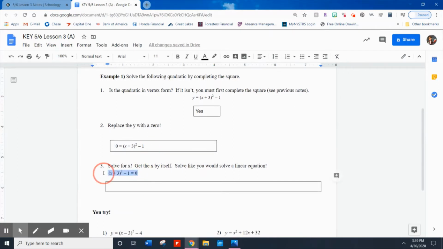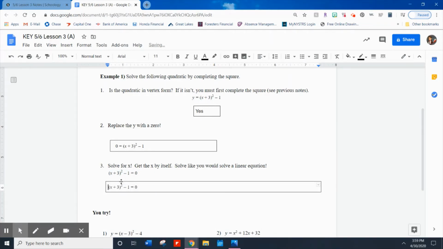Okay, you can see the same equation down here. It says get x by itself, solve like you would solve a linear equation. So I will say again, I like the 0 on the right-hand side of my equal sign, or on the right-hand side of my equation. I don't know why, it's just the way I am. You don't have to do it that way, but I always like to.